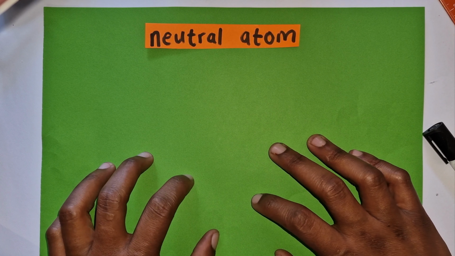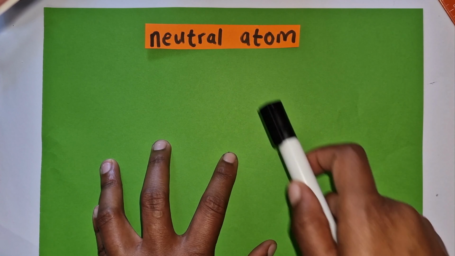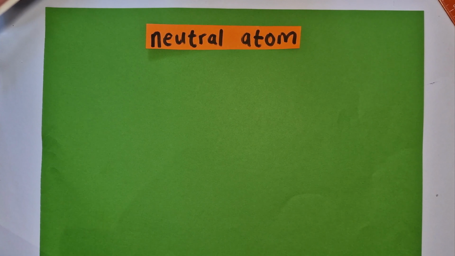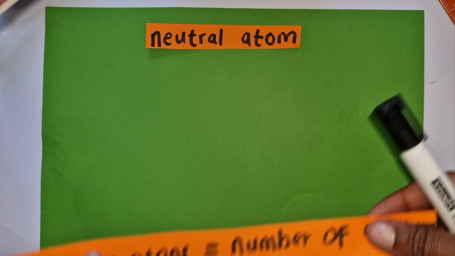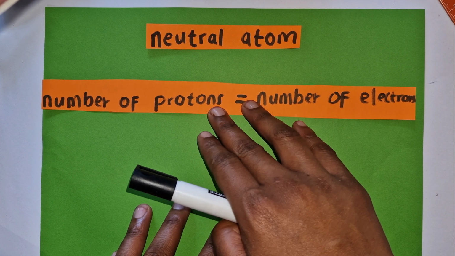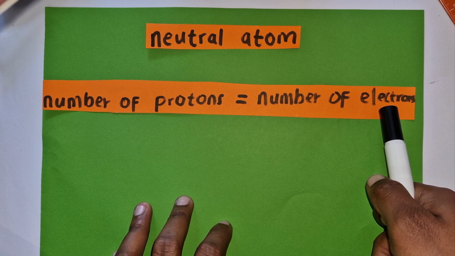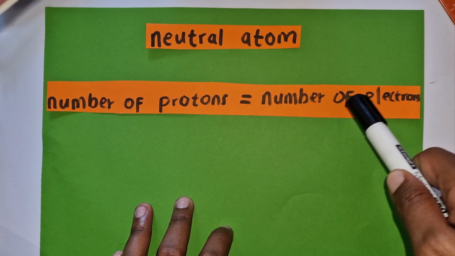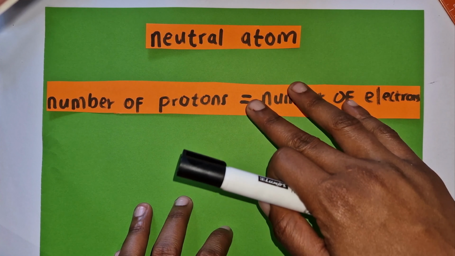What do we mean when we say that an atom is neutral? So neutral atoms are those whereby the number of protons is equal to the number of electrons. So number of protons equals number of electrons.